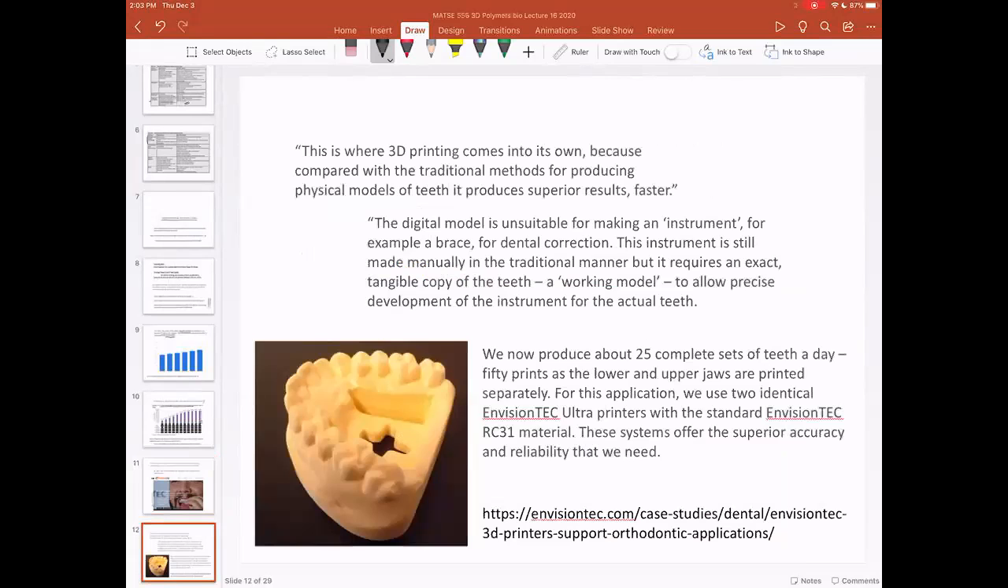Any questions so far on dental? Any questions on the dental market or how this relates to what we've learned in polymers and composites?